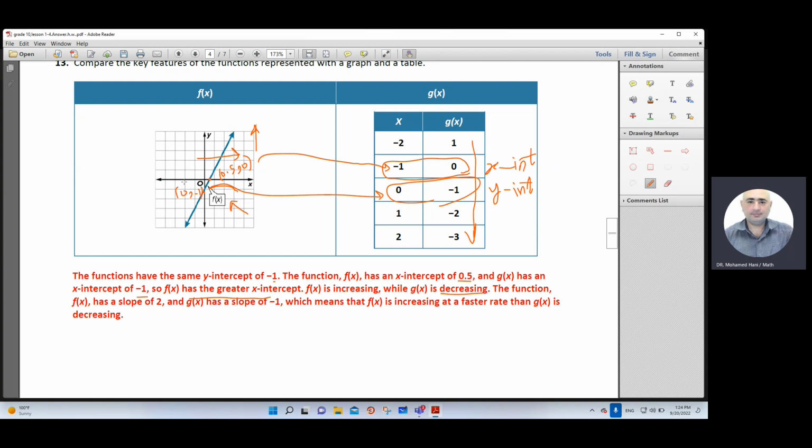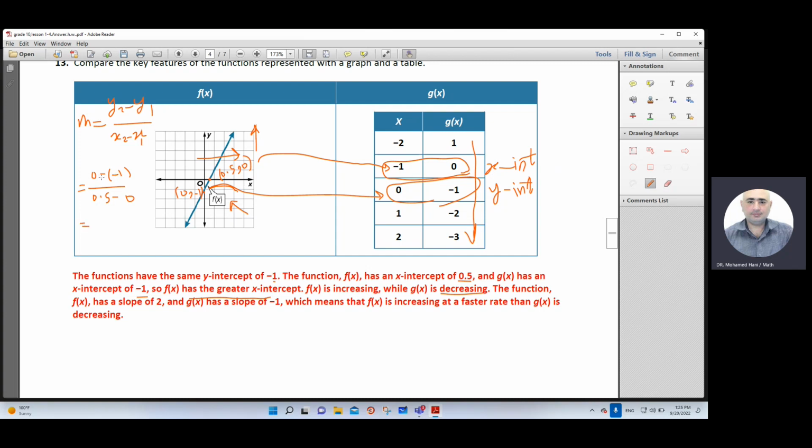Do you know? Did you remember this rule? m equals y2 minus y1 over x2 minus x1. We have 2 points here, as you see, (0.5, 0) and (0, -1). Right, you can substitute. This is y2, this is y1, so 0 minus negative 1. And this is x2, and this is x1.